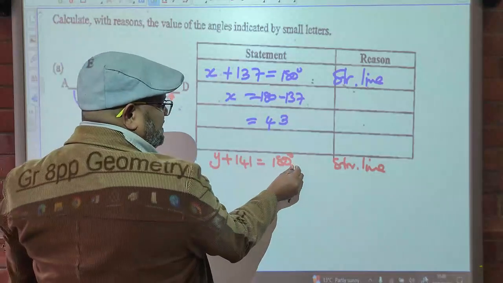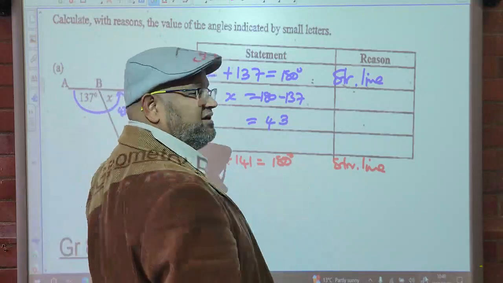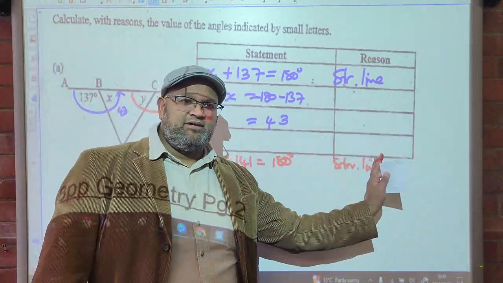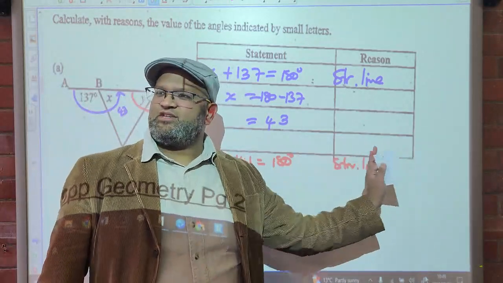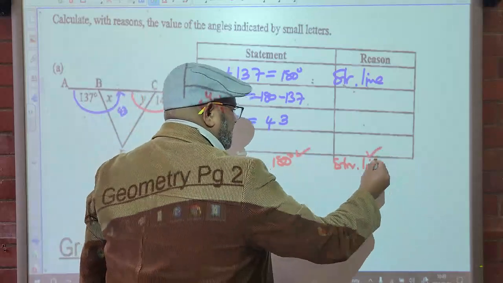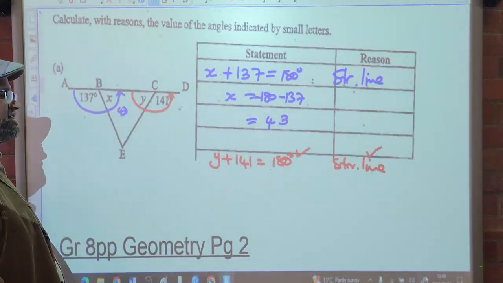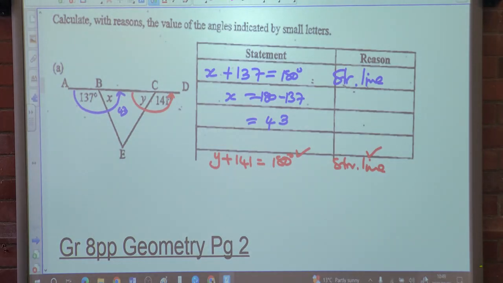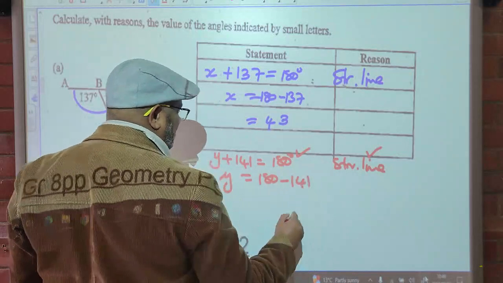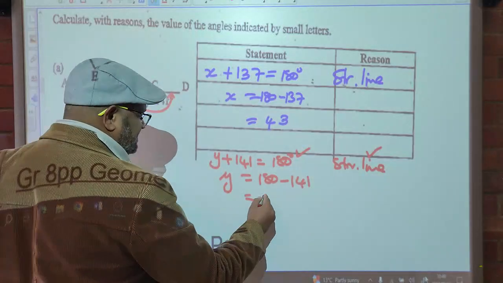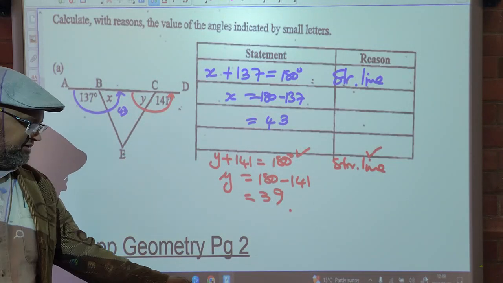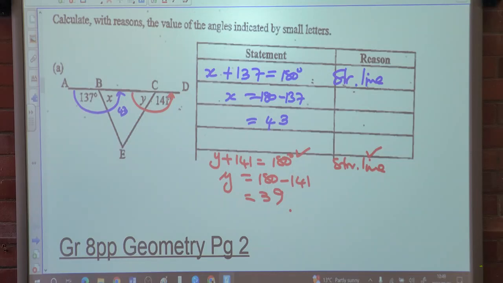Okay, I see some of you skipped the finger space there and wrote the reason right next to it. Leave some space between them, and about halfway through the page, write your reason on that side. When we mark, it makes it easy for us, especially for some of you who write very small. So y is equal to 180 minus 141, which is 39 degrees. Okay, you guys understand? Yes.